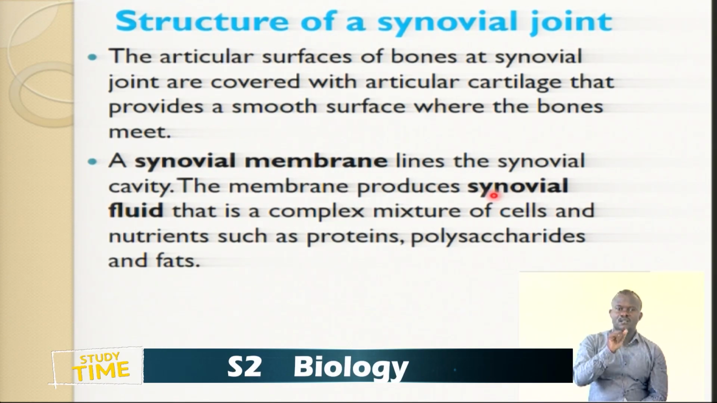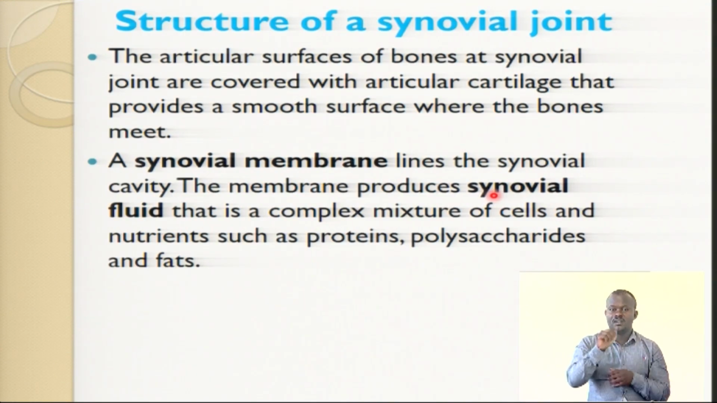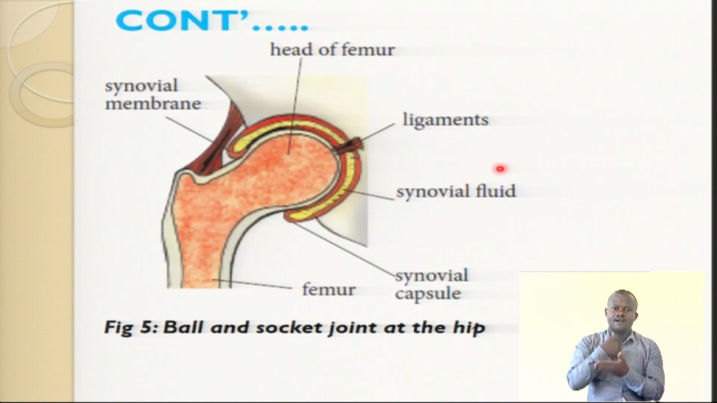Synovial joint. The articulation surfaces of the bones at a synovial joint are covered with articular cartilages. When you go back to the diagram, we have cartilages that are found here. Try to observe properly, and you are able to tell me what happens. These are membranes. We have the head of the femur, a ligament, synovial capsules. All right, these are some of the ligaments. We also have some more ligaments that are found here.